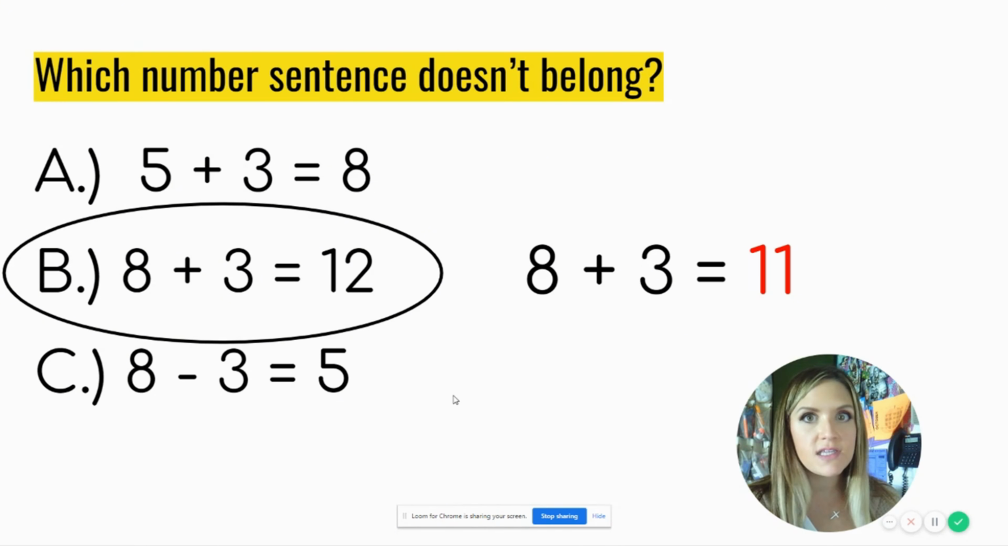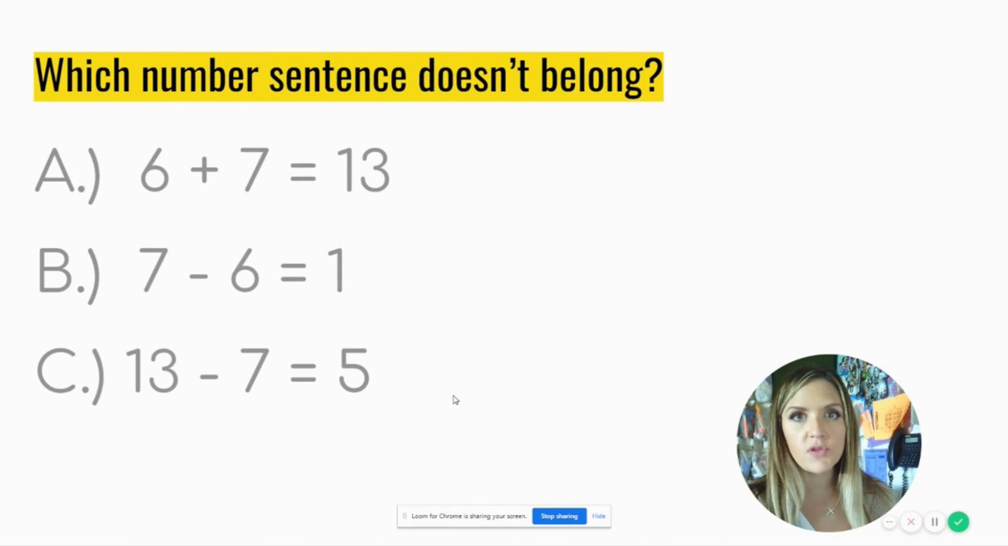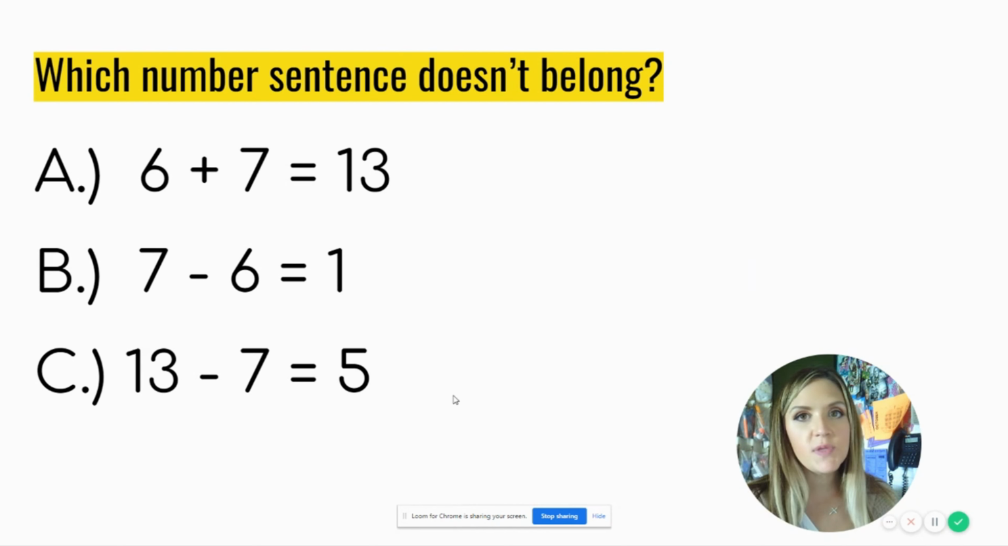So let's move on to the next one and we'll go a little bit quicker. Which number sentence doesn't belong? A, 6 plus 7 equals 13. B, 7 minus 6 equals 1. Or C, 13 minus 7 equals 5. Okay, I'm going to let you look at those. And on the count of 3, I want you to say A, B, or C. Which one's the right answer? 1, 2, 3. Hopefully you gave me an answer out loud.